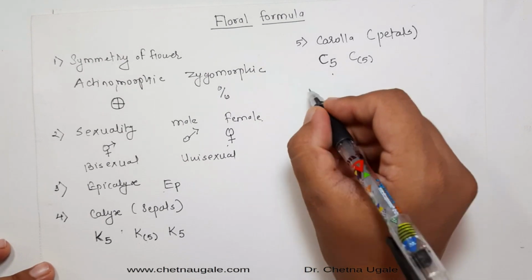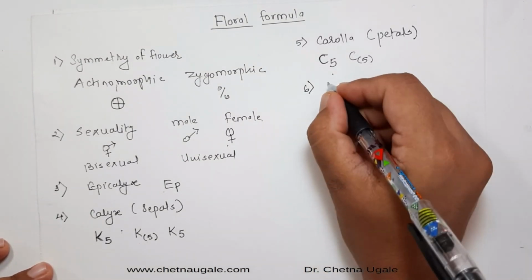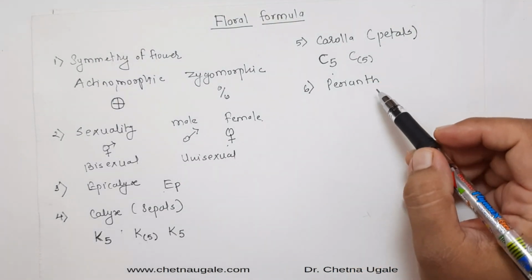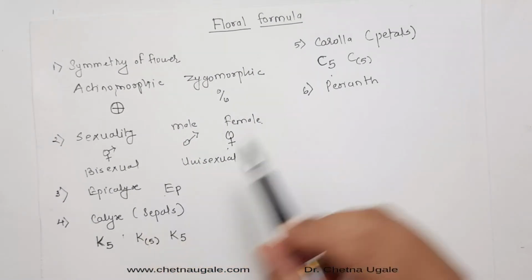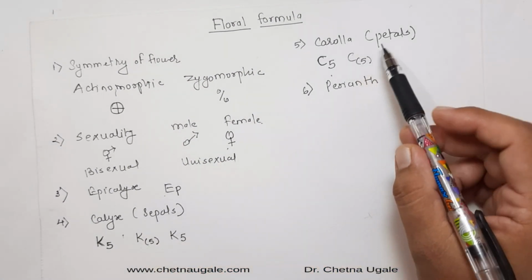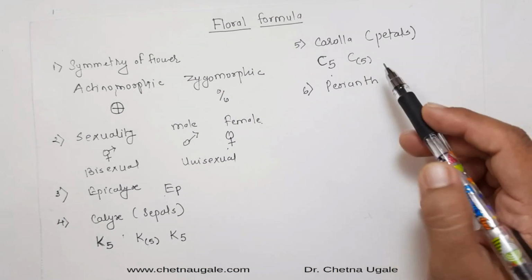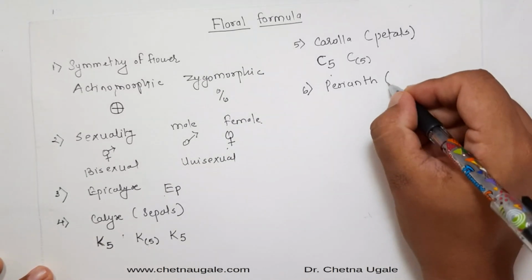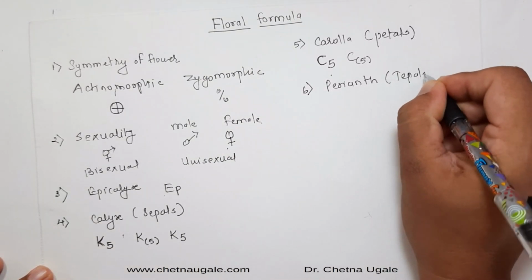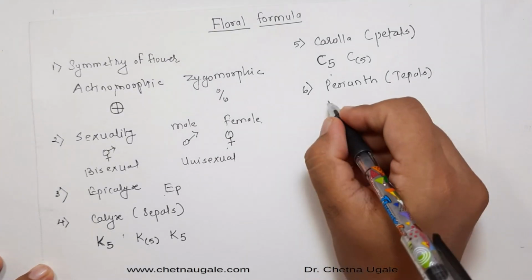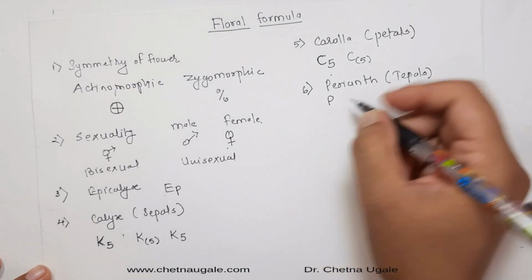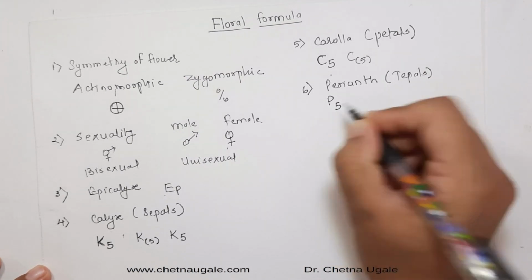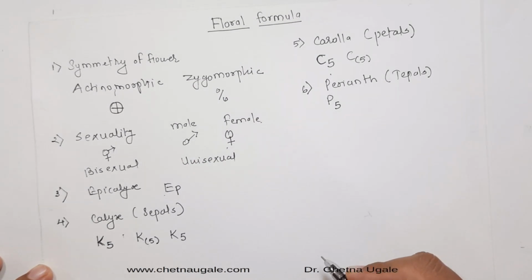The next floral whorl is the perianth. A perianth is when the flower does not differentiate the calyx and corolla separately. When the calyx and corolla are present as a single entity, it is called the perianth and is a group of tepals. The perianth is represented by the capital P, and the number of tepals present is written as a subscript to the capital P.